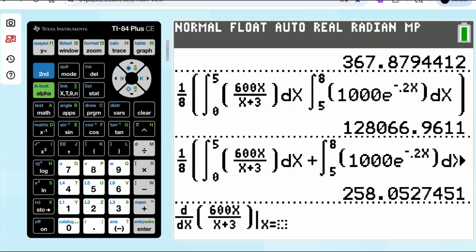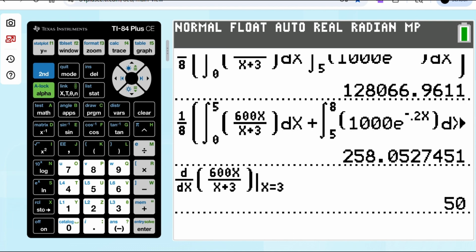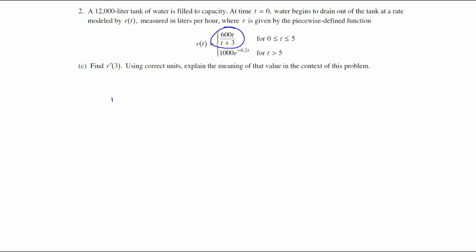And we want to find this derivative at x equals 3, which gives us 50. That was a nice number. So we're just going to write r prime of 3 is equal to 50. And what this is telling us here, right, this is the derivative of the rate. And the derivative of something tells you whether it's increasing or decreasing, right? So this is positive. So it tells us that the rate that the water is draining is increasing.